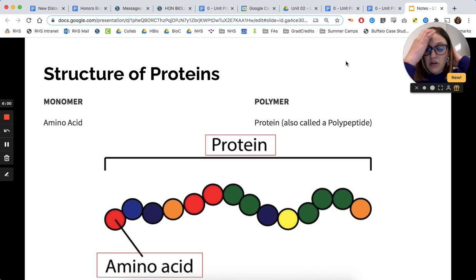So I want you to label this diagram on your notes. Each of these beads is an amino acid, and if you were to put many of them together in a long chain, it forms the protein. So make sure you pause and label your diagram.